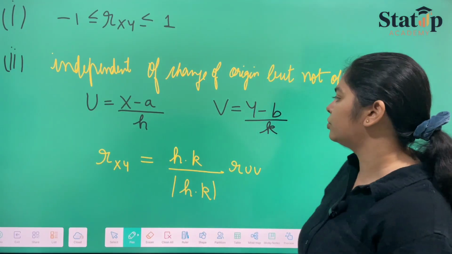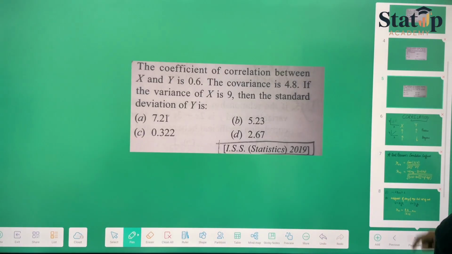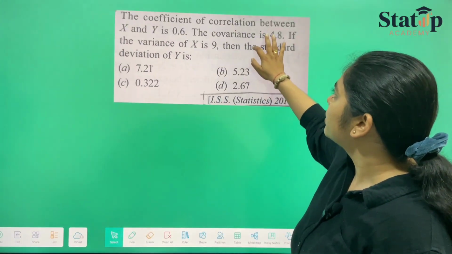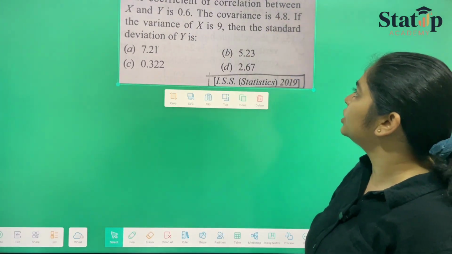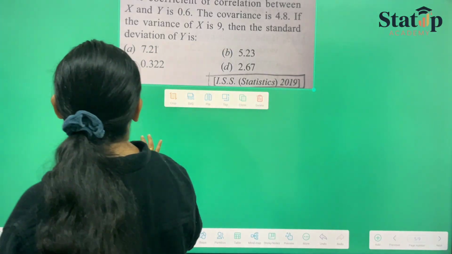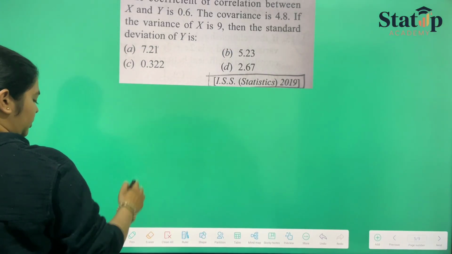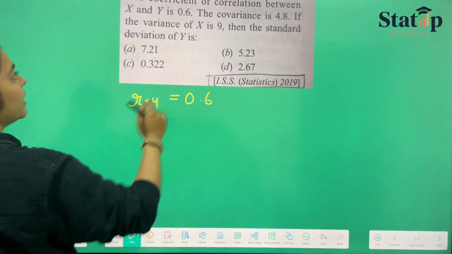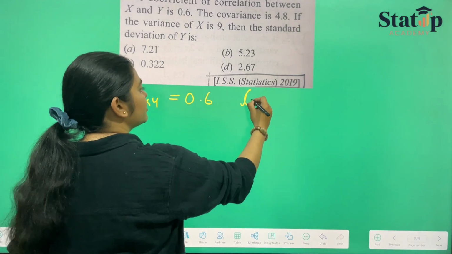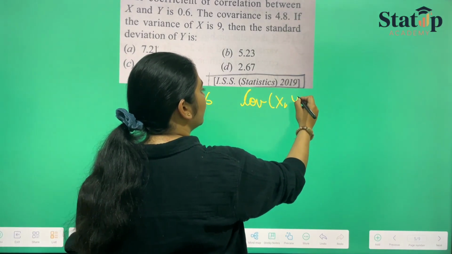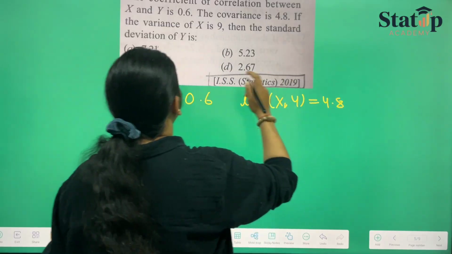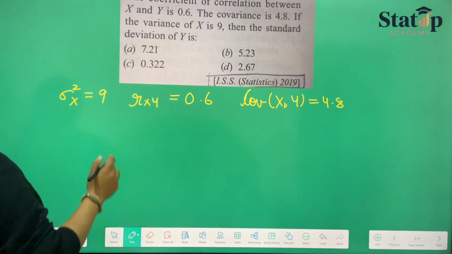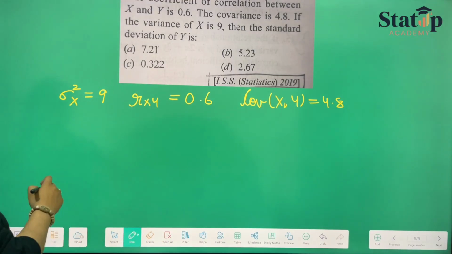Now moving forward to some of the PYQs that have been asked in the examination. So this is our first PYQ. The coefficient of correlation between x and y has been given. So the coefficient is given, which is rxy is equal to 0.6. The covariance between x and y is given as 4.8. The variance of x has also been given as 9. What do we have to calculate? The standard deviation of y.